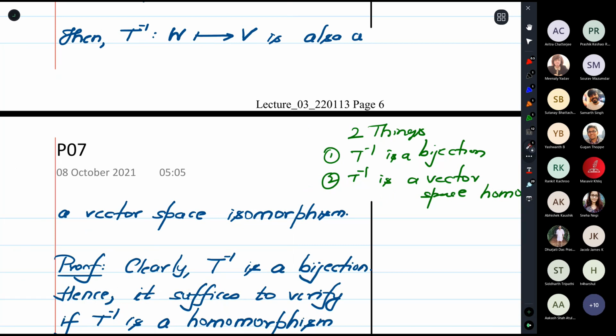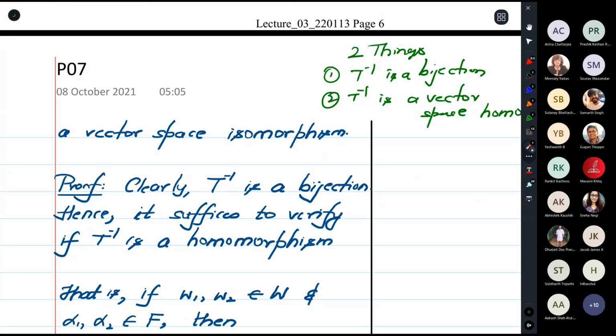So let's verify them. The fact that T inverse is a bijection is a trivial statement, because T itself is a bijection. Whenever T is a bijection, the inverse of the T map exists, and T inverse is also one-to-one and onto. Because of this, it trivially follows that T inverse is a bijection, and hence it suffices to verify only the second part, that is, T inverse is a vector space homomorphism.